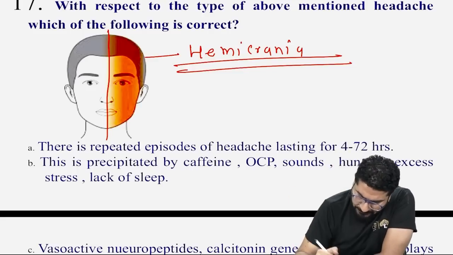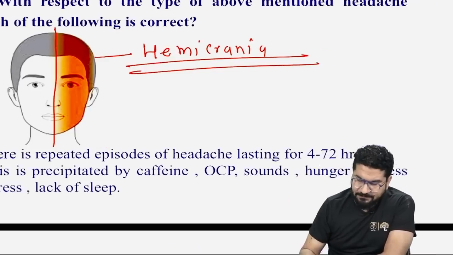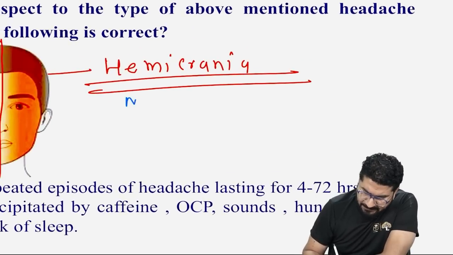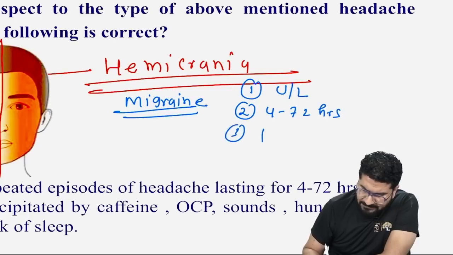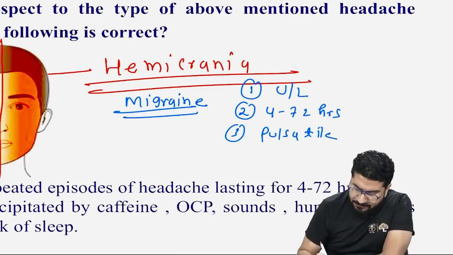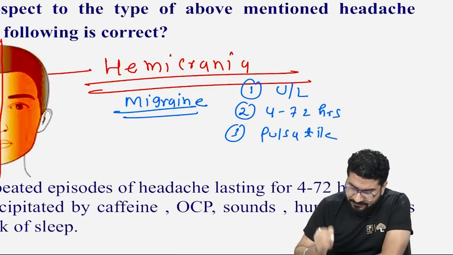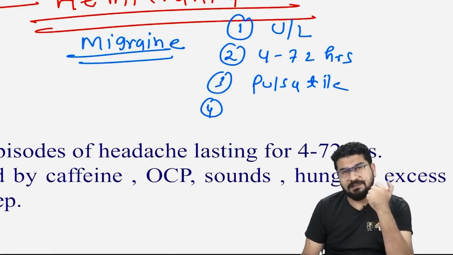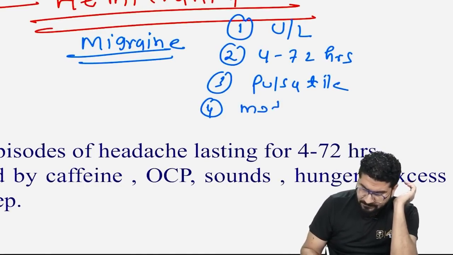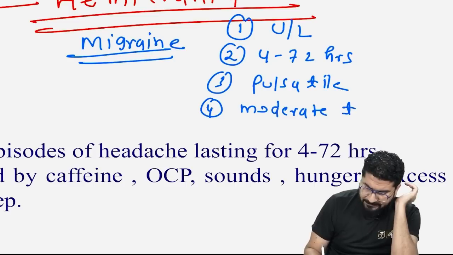There is a repeated episode of headache lasting for 4 to 72 hours. That is true. So remember how we make a diagnosis of migraine. The patient should have headache that should be unilateral. The duration of headache should be 4 to 72 hours. The headache is pulsatile in nature. And remember, this headache is never mild. It is either moderate or severe.